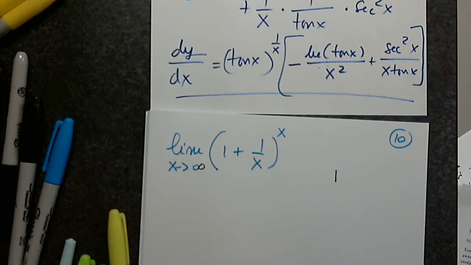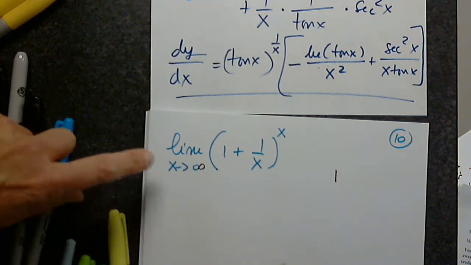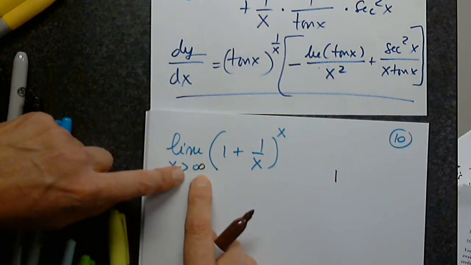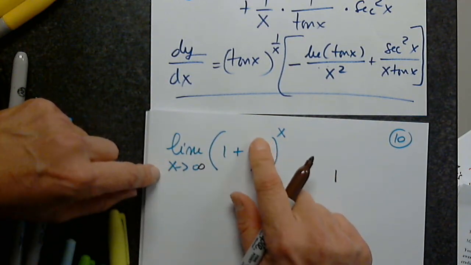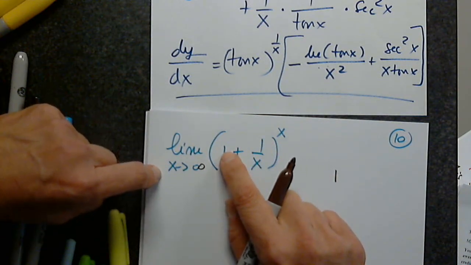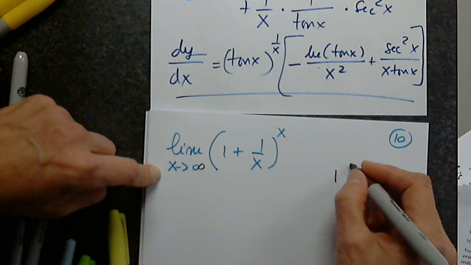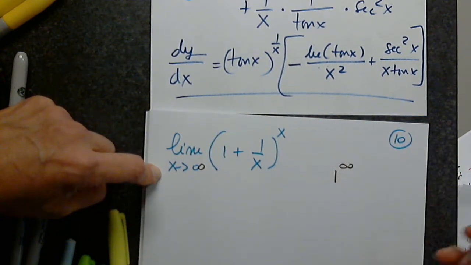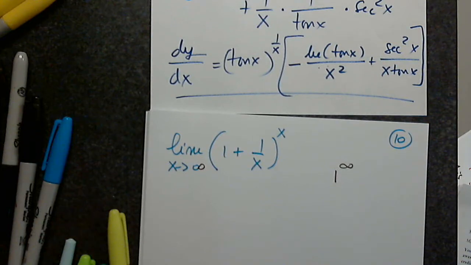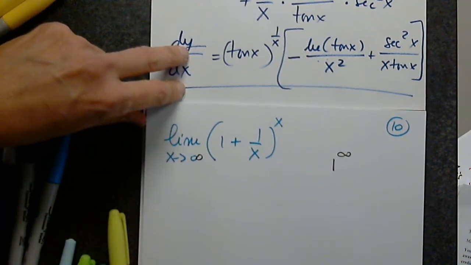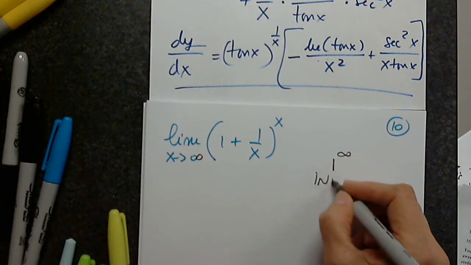Okay, let's start from the beginning. We have a limit with a 0 too in a minute. You'll see. So limit as x approaches infinity, this approaches 0 plus 1, which is 1, and this approaches infinity. I was supposed to write 1 raised to infinity. So this is another indeterminate case.